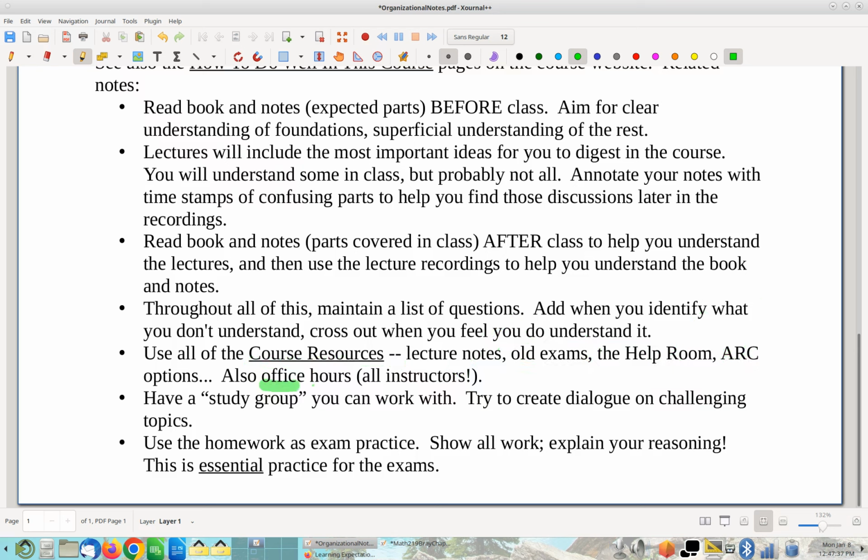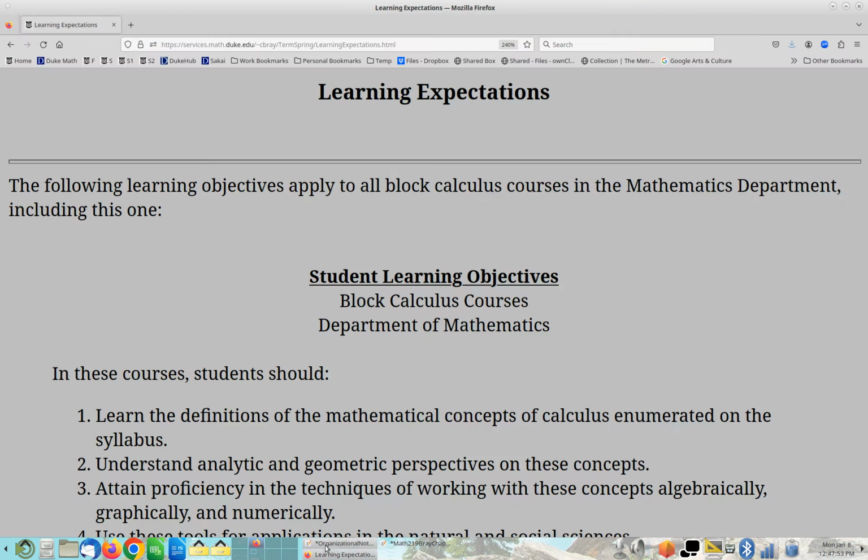And, of course, don't forget about office hours. Now, you're very welcome in my office hours. I do want to point out we're going to be sharing office hours this semester. So not only are you welcome to my office hours, you're also welcome to the other instructors' office hours. And I'll go ahead and point out on the website.